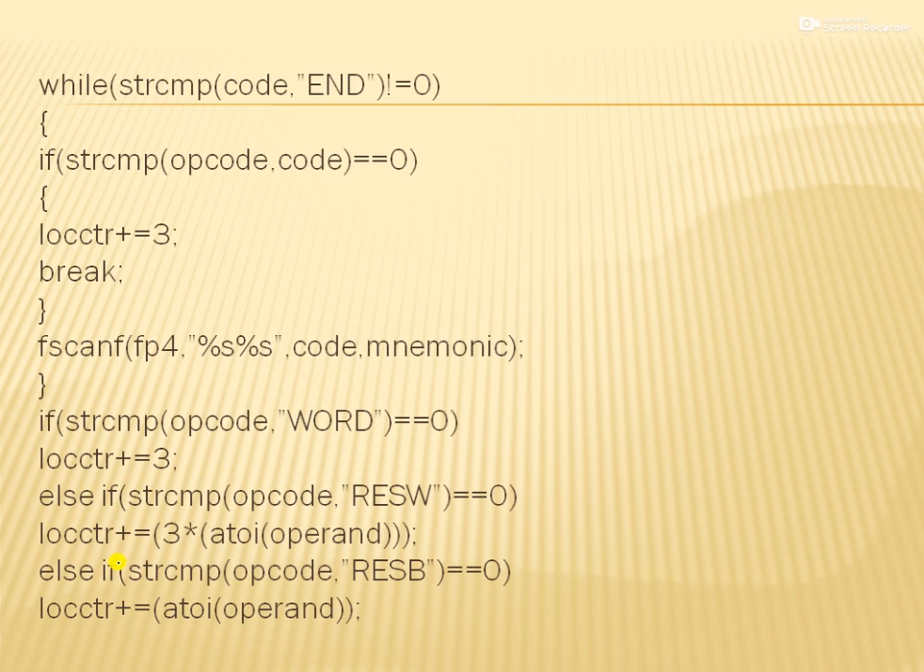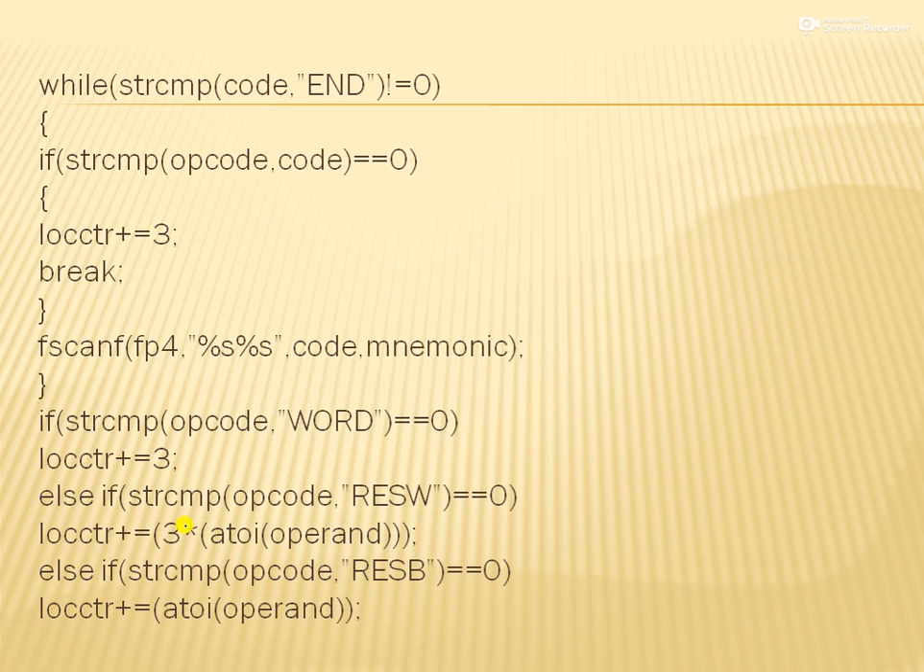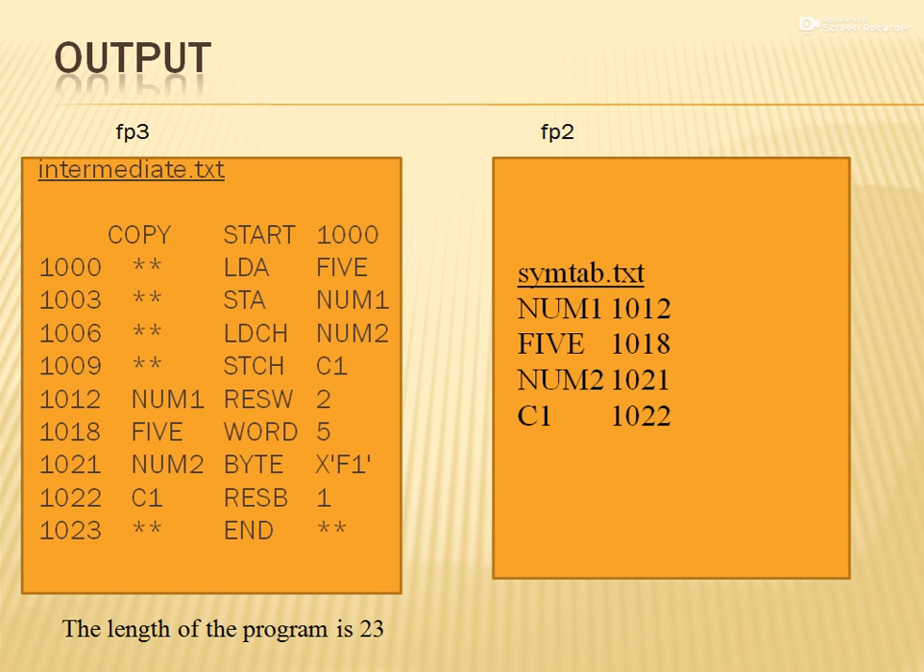So the main while loop goes till END. While string compare of this opcode value with END is not equal to 0, it means it has not reached END. So you need to write the location counter value to FP3. This FP3 represents the intermediate file. First you have already written this label opcode operand. After that you need to write the address into the file FP3. Here you can see in your intermediate file COPY START 1000 is already written. After that write this 1000 value, that is the location counter value. This is written here, so 1000 is actually written to the next line.